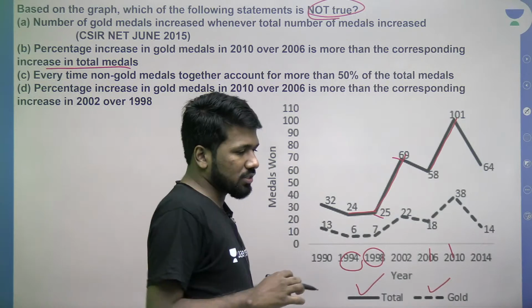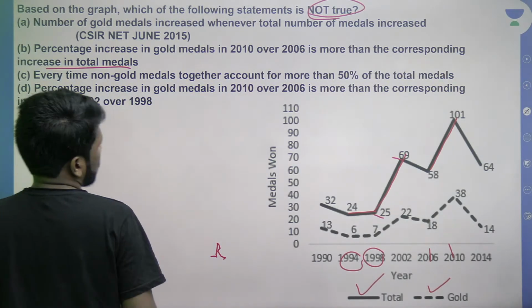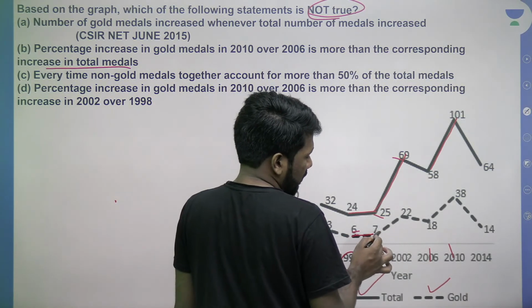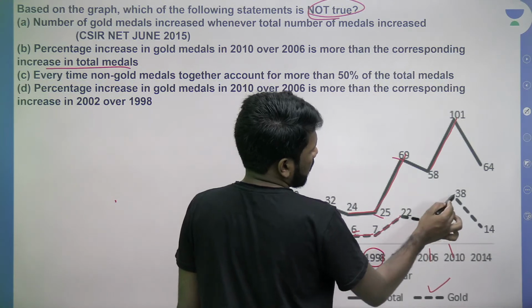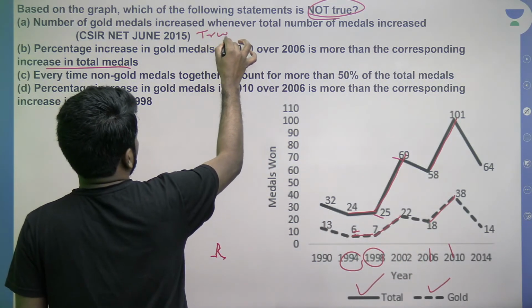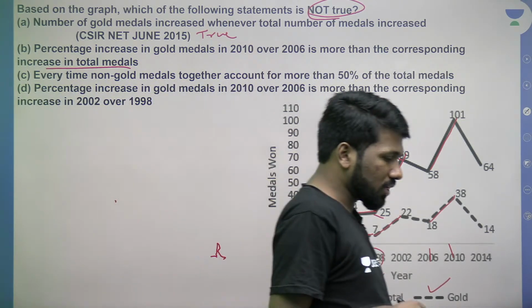In all those 3 cases, did gold medals increase or not? That is what we need to check. In all those 3 cases, gold medals are increasing: 6 becoming 7, 7 becoming 22, 18 becoming 38. So option A is a correct statement, a true statement. We need not true, not true, so we eliminated option A.